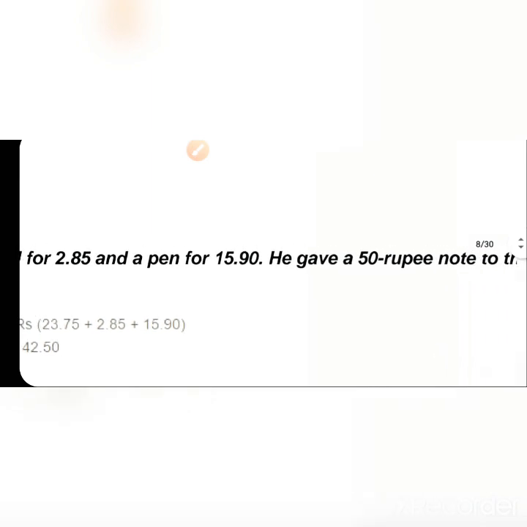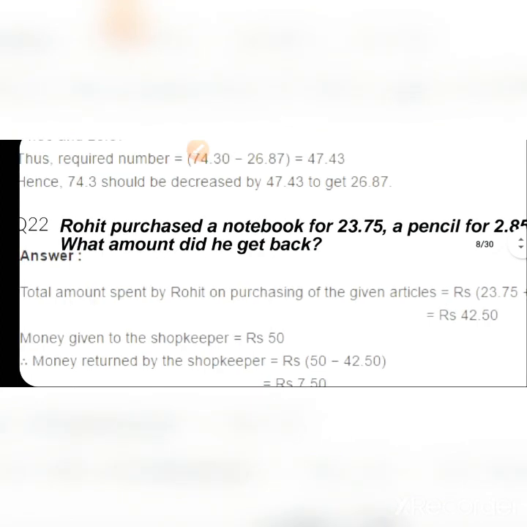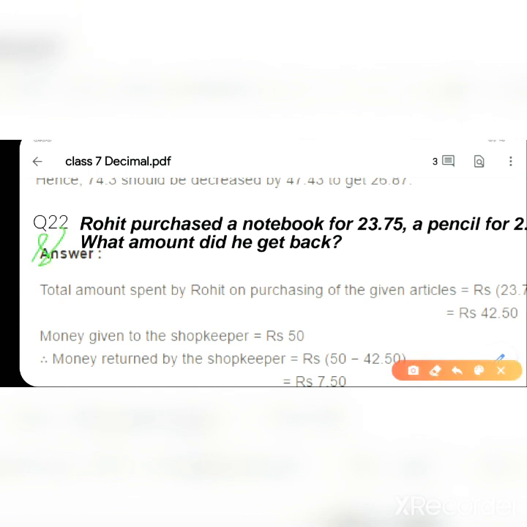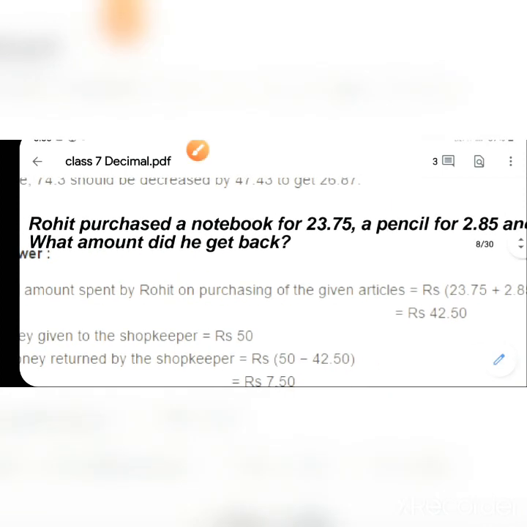He gave a 50 rupee note to the shopkeeper. Shopkeeper is missed here, you need to write it here. I'm reading out the question for you. Rohit purchased a notebook for rupees 23.75, a pencil for rupees 2.85, and a pen for rupees 15.90. He gave a 50 rupee note to the shopkeeper. What amount did he get back?